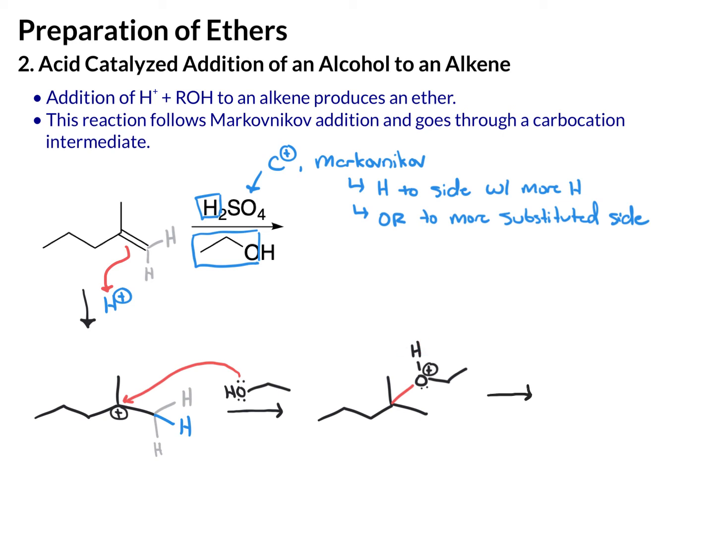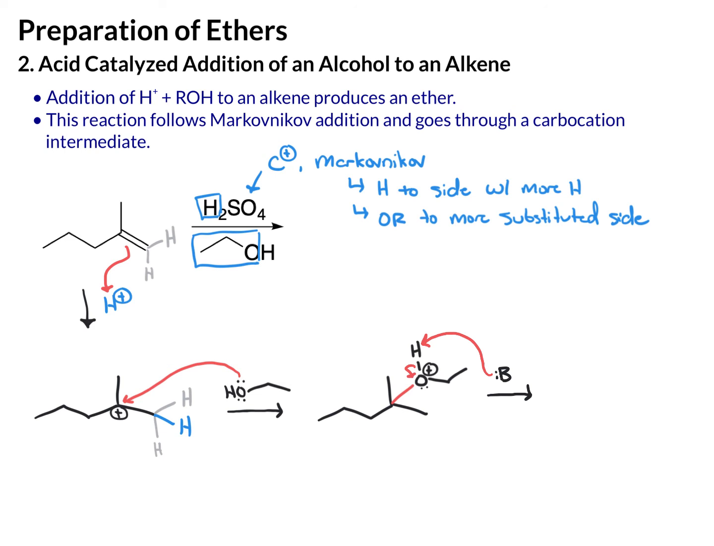So you can be as specific or generic as you want. I just like to use a B with a lone pair just to be generic with it, but you can use anything in the reaction that has a lone pair to do this step. So this base will come and take the proton off of the oxygen.